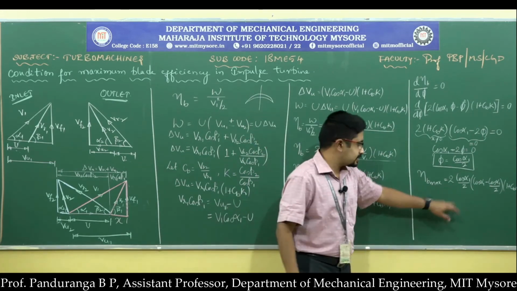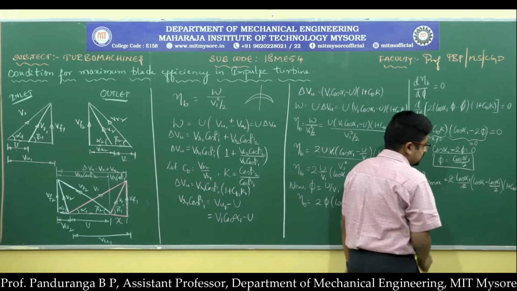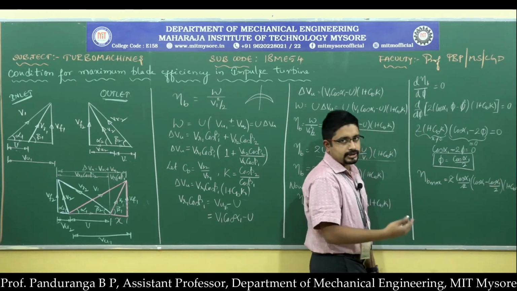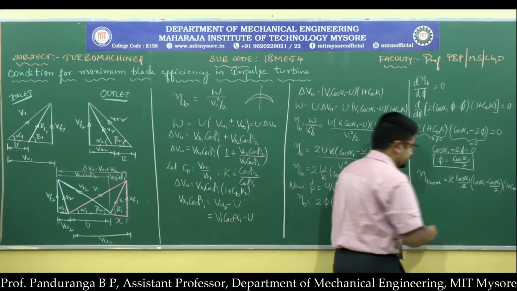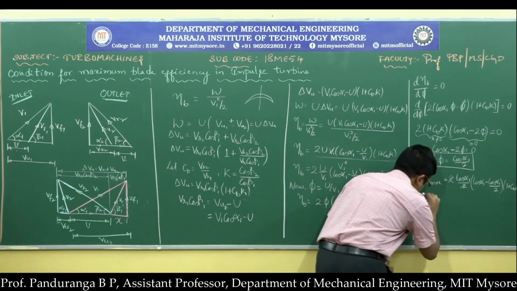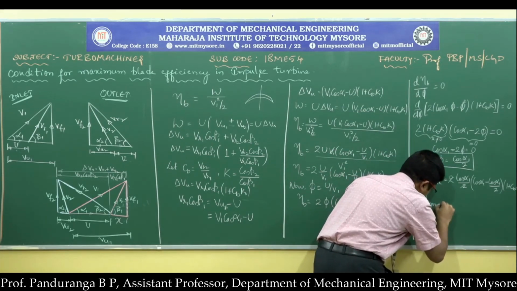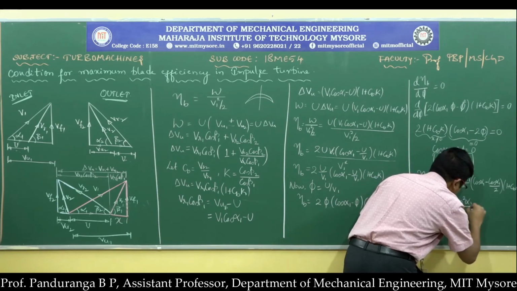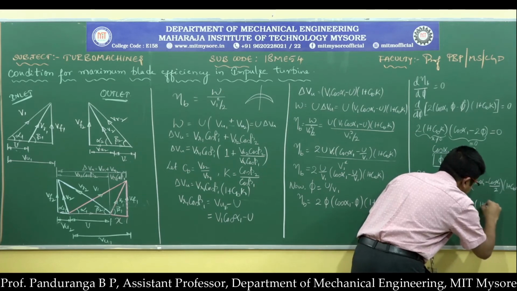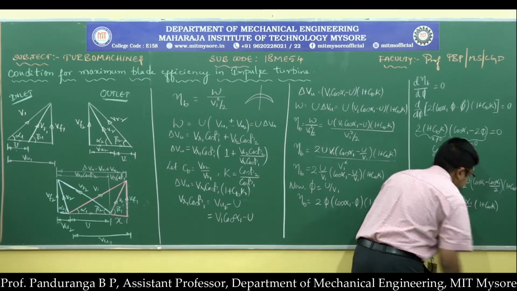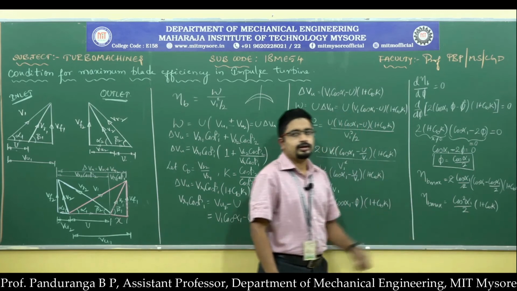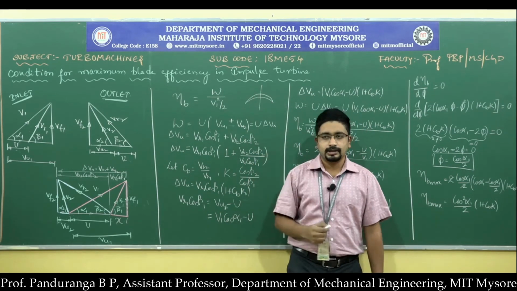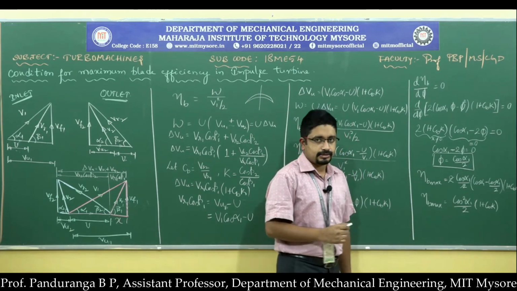Now I will simplify this. So 2 and 2 will get cancelled. Here we have cos alpha 1 minus cos alpha 1 by 2, which will be equal to cos alpha 1 by 2. So I can write eta b max as cos square alpha 1 divided by 2 into (1 plus Cb into k). So this is the equation for maximum blade efficiency in the case of a simple impulse turbine, or a single stage impulse turbine.